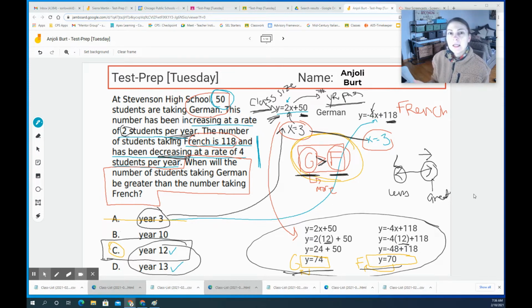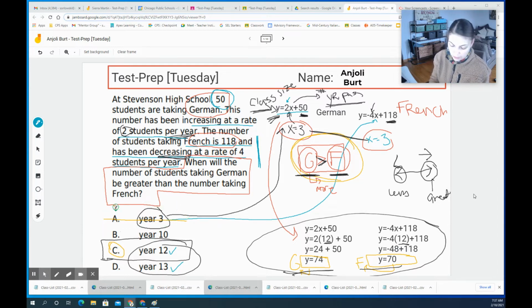And we could say, okay, in 1 year, how many students would be enrolled in this French class? Well, if we substituted in 1 for our x variable, which represents the number of years that pass, then we would just go ahead and say -4 times 1, which is -4, plus 118. And if I were to put those together, -4 plus 118, I would end up at 114 students enrolled after 1 year.